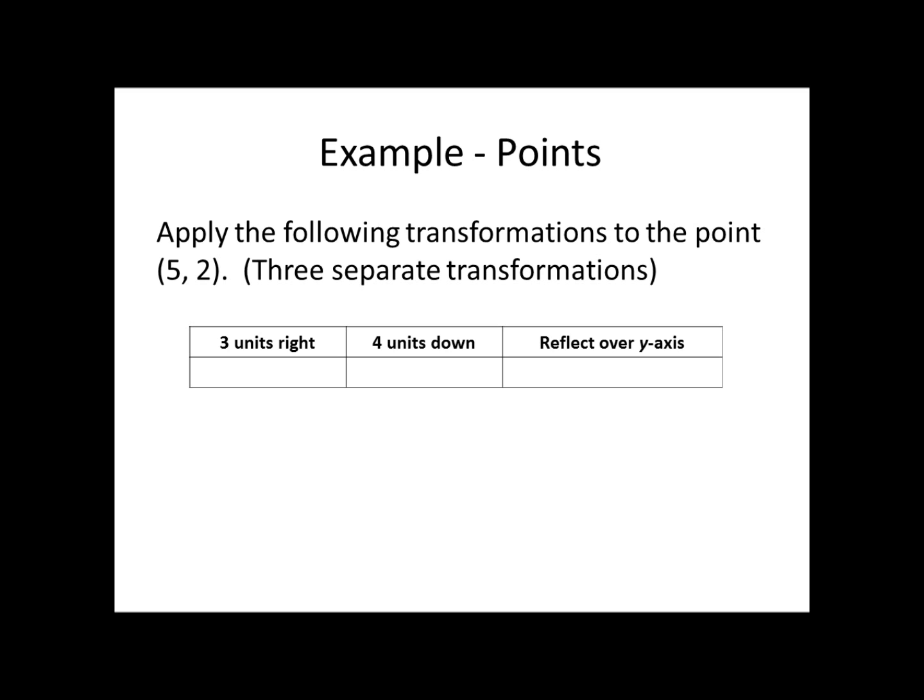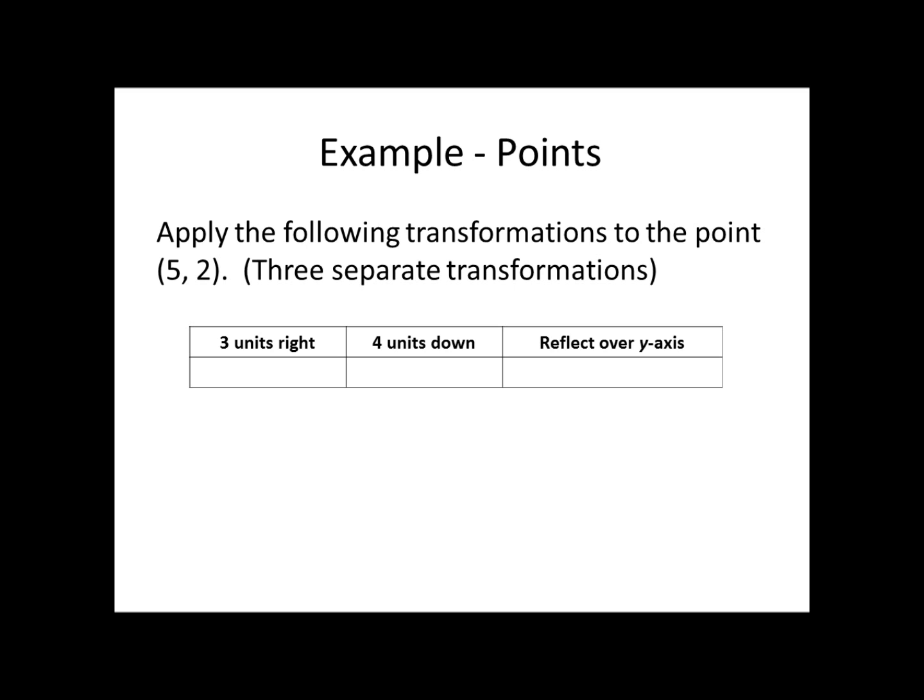Now let's take a look at an example where we're going to apply 3 different transformations to a point. What I'm talking about here is changing the exact same point, 5, 2, in 3 different ways. I'm not going to apply one transformation and then apply another transformation after that. We're going to start with 5, 2 each time separately. So if we want to move 5, 2 3 units right, that's a horizontal translation. We're going to add 3 to the x value. If we want to move 5, 2 4 units down, that's a vertical translation. We're going to subtract 4 from the y-coordinate.